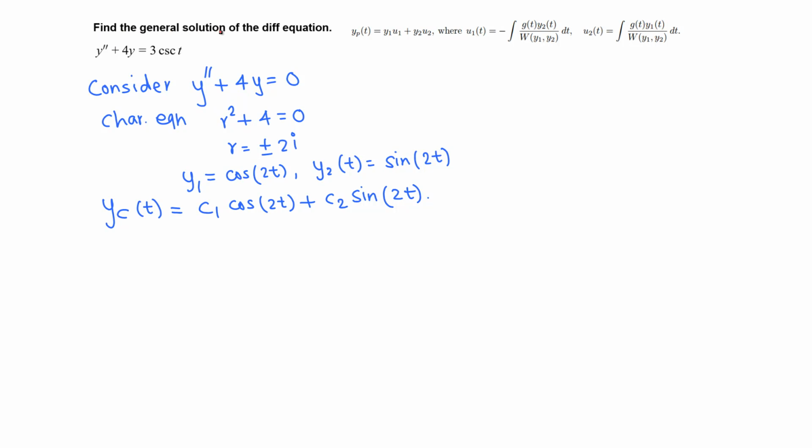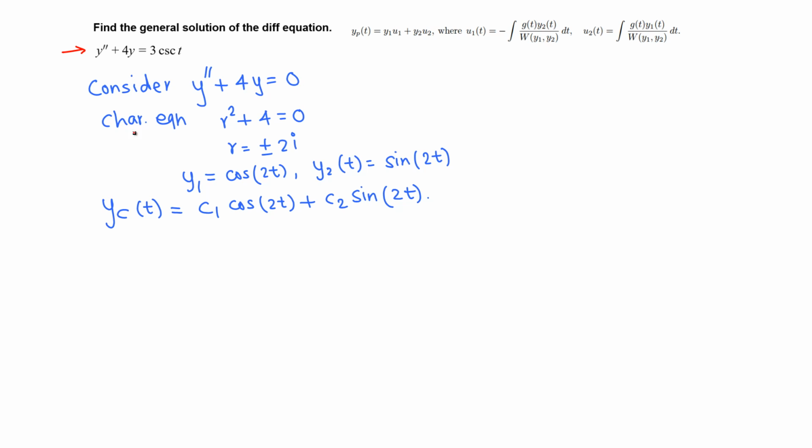Find the general solution of the differential equation y double prime plus 4y equals 3 cosine t. This is a second order non-homogeneous equation. So to find a solution, we first consider just the homogeneous part, just y double prime plus 4y equals 0, and find the solution of this equation.